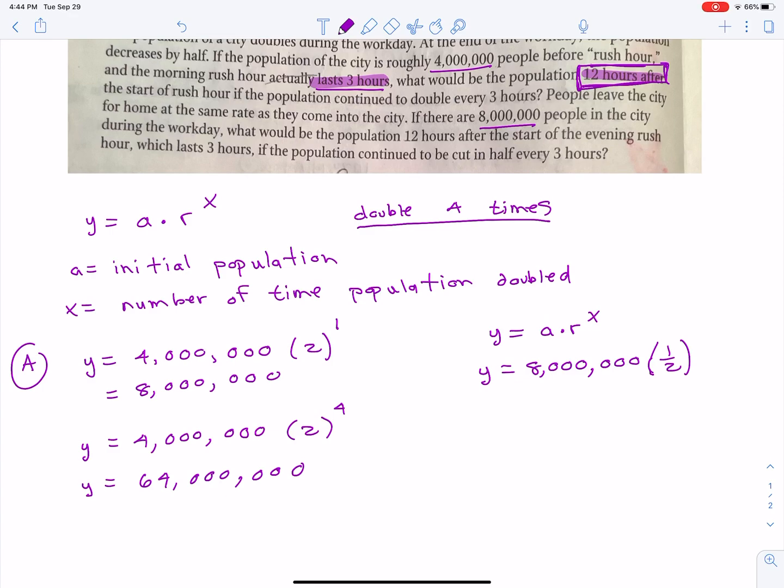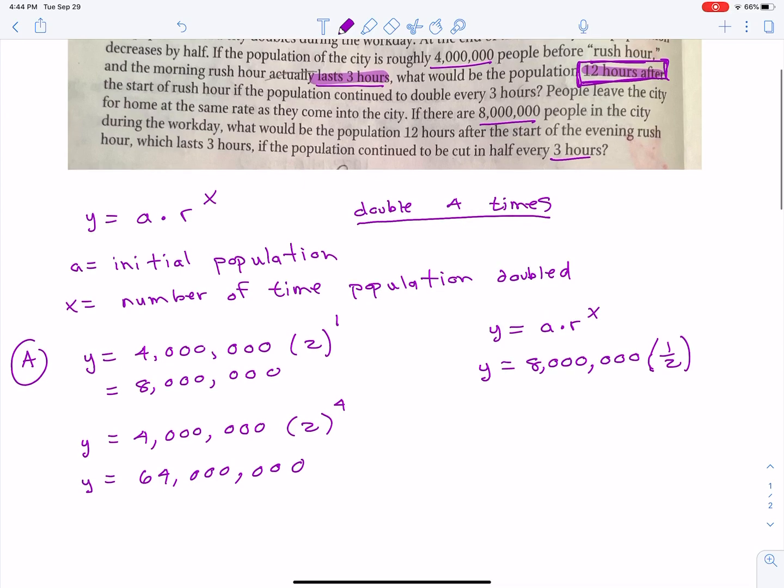Now, in the initial one, let's just make sure that our setup is good. After 3 hours, normally it only lasts for 3 hours, it should go back down to 4 million. If we just did this for 3 hours, we see this is equal to 4 million people. But now let's continue it like we did on the last one.